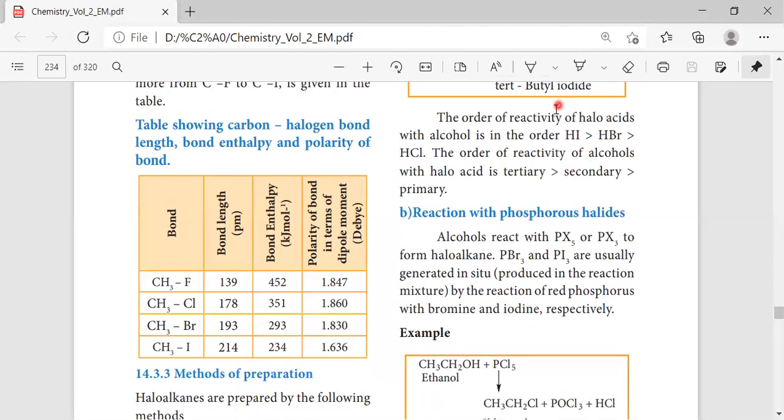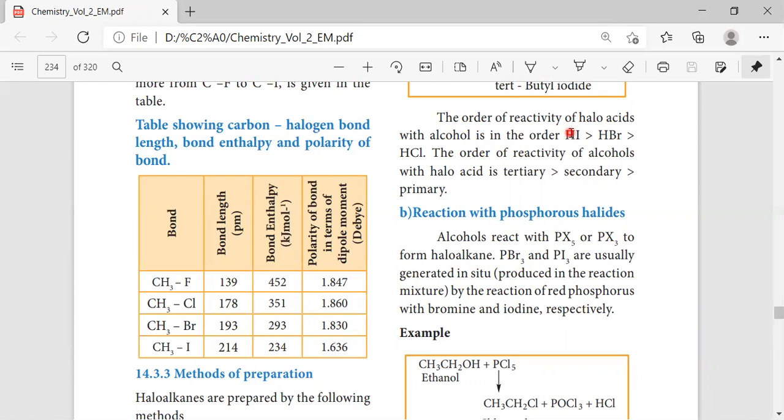And here the order of the reactivity of haloalkane formation with respect to the acids with alcohol is in the order of iodine. We all know it is in the order hydroiodic acid, or else hydrogen iodide, is more reactive when compared with hydrogen bromide, then with hydrochloric acid. Okay, so now tertiary is more reactive when compared with secondary, which is more reactive when compared with primary.